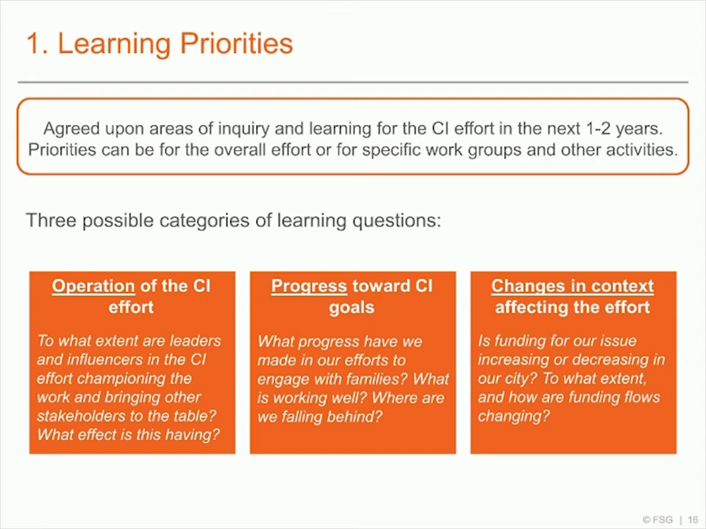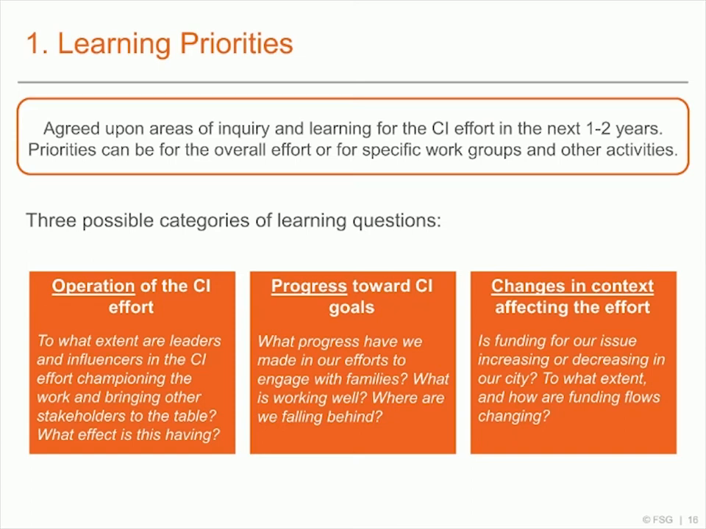There is a lot you can learn about. There are infinite topics, and you have limited time and attention. So that's why it's really important to take some time to reflect on the areas of inquiry, the areas where you want to learn most about in the next 1 to 2 years. The priorities can be specific to working groups or to the backbone, or they can be more general to the collective impact effort. The way in which we like to think about the learning priorities, and this is just one way to do it, is by developing learning questions.